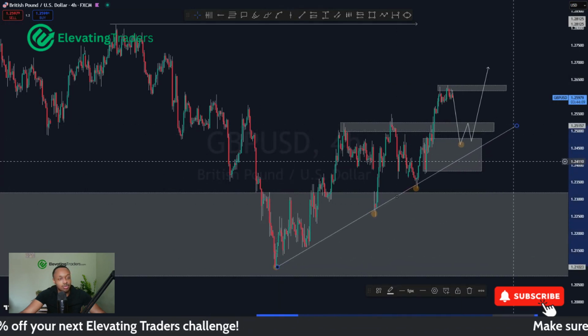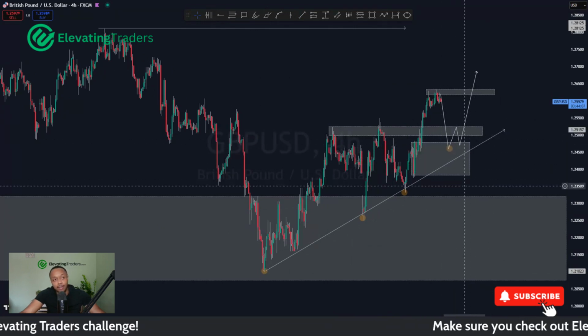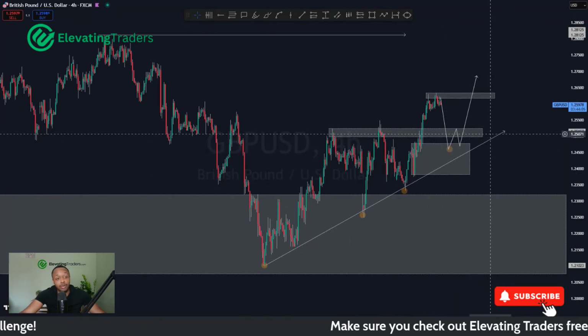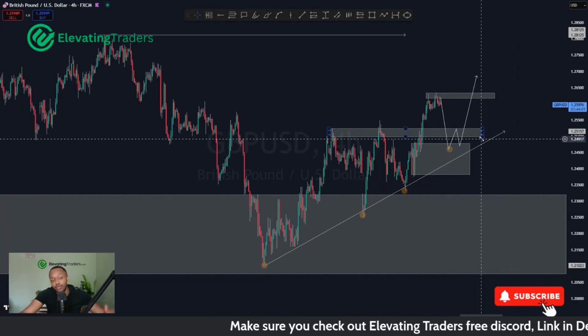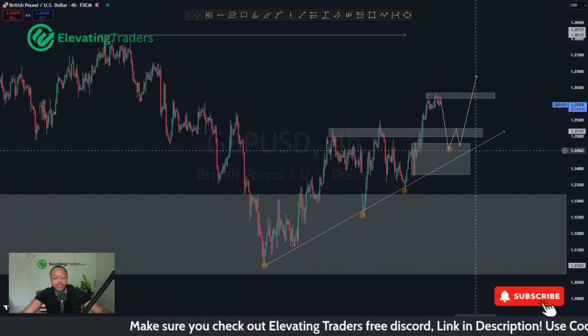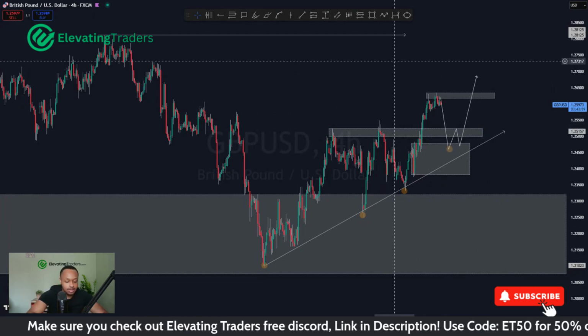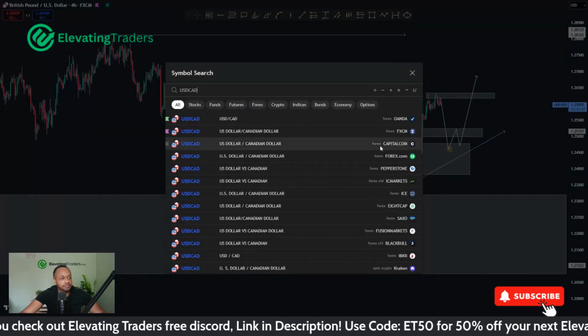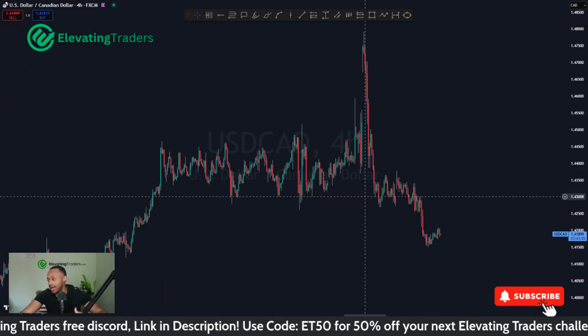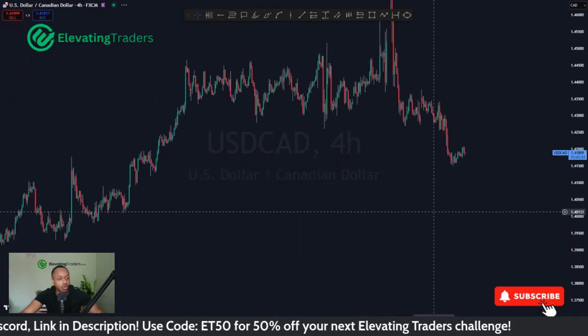So it would be nice to see if price can get another test of the trend line, but we might not pull back deep enough. But I'll keep a close eye on this area. Anything around 1.25, 1.245 looks like a good setup there for pound USD. In terms of dollar CAD, expecting a lot more downside for this one as well.